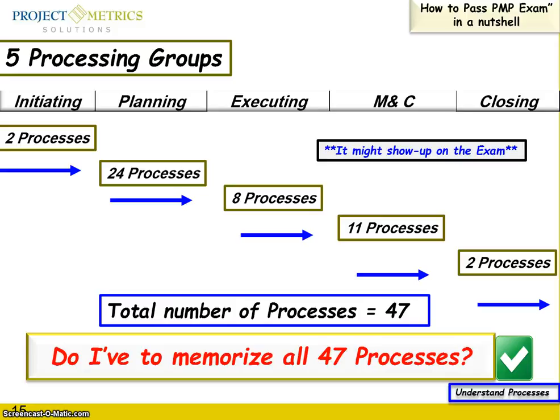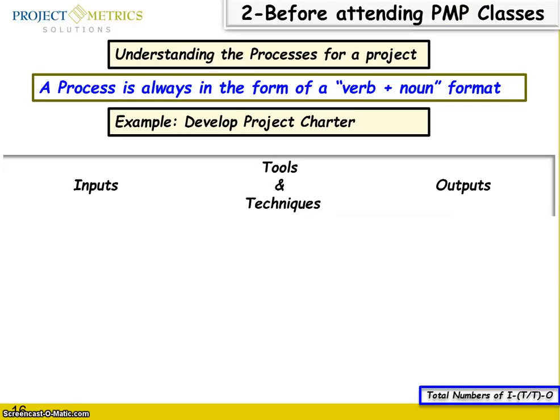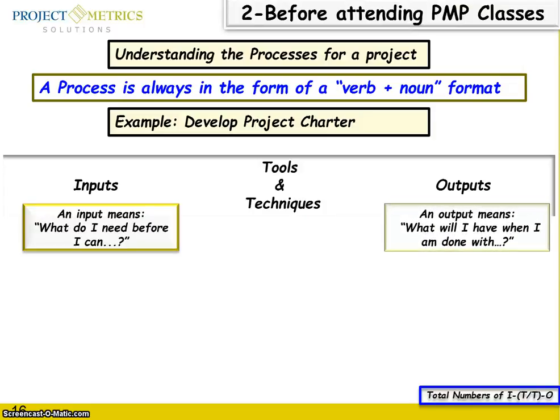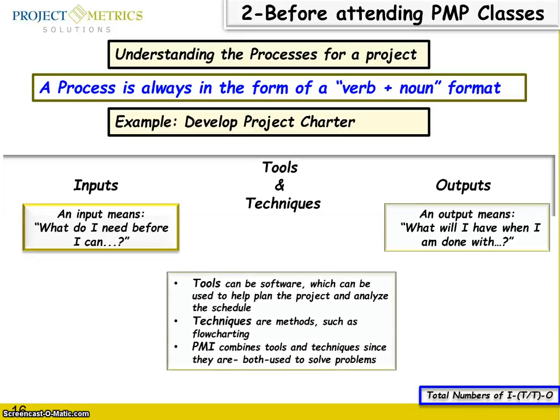Yes, please do that. So I'd like to walk you through the next slide, which is about how to understand the process. It always starts with a verb. This is the new concept that PMI introduced, that the process usually starts with a verb-noun format, like develop project charter. Now it is inputs, tools and techniques, and outputs. Look at it as what I need to make a cup of coffee. You need inputs: sugar, coffee, milk; the tool, how you're going to make it, the tools and techniques; and the output, which is the cup of coffee.